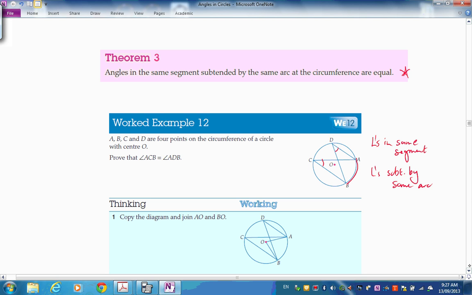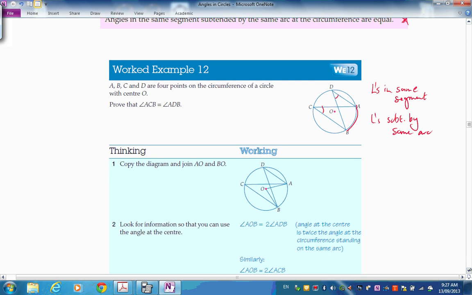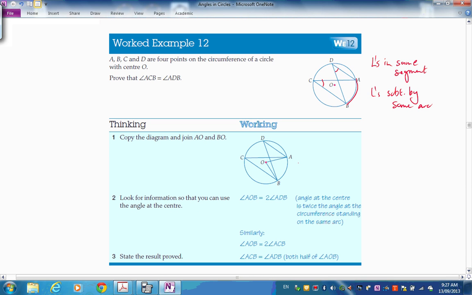Okay, let's have a look now at trying to prove that. We've found out how to write it, but let's prove it. So copy the diagram down, and what we're going to do is join O and A and B to O. And why? Because we can bring in the theorem that we had here before. AOB is twice ADB. Okay, twice that one. So if we call this one alpha, that would be 2 alpha.